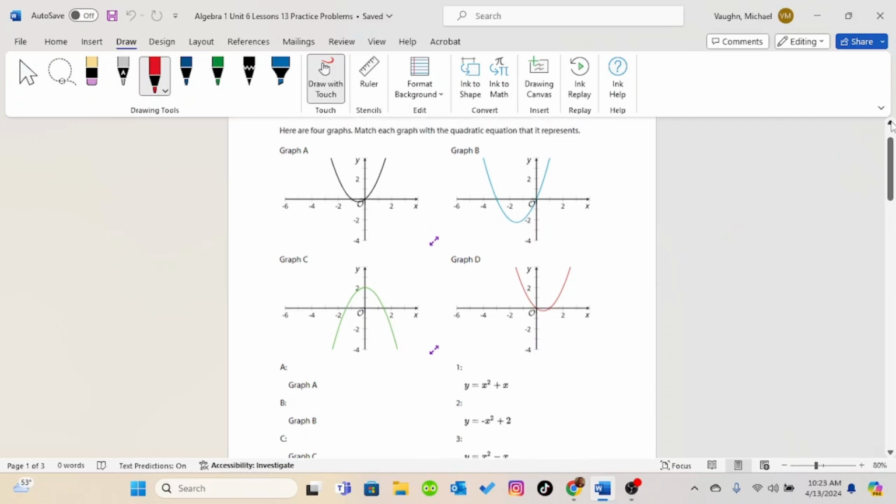Welcome to Algebra 1, Unit 6, Lesson 13, Practice Problems. Here are four graphs. Match each graph with the quadratic equation that it represents.